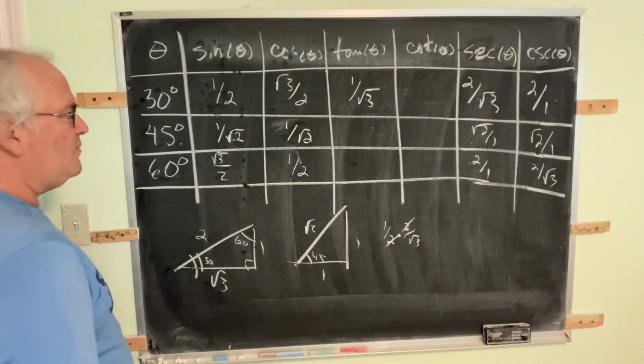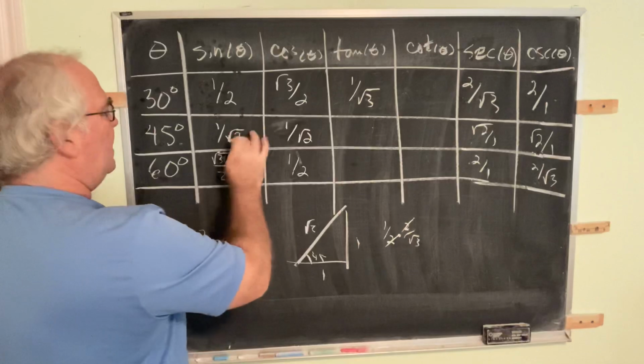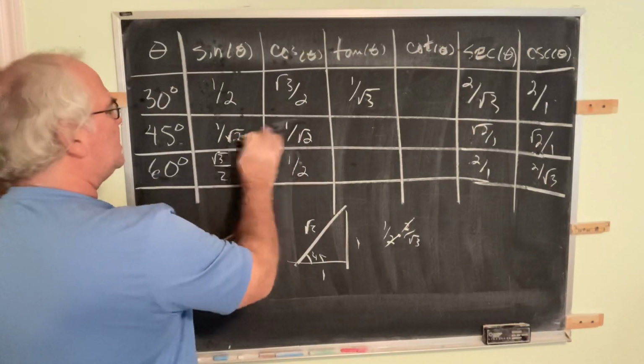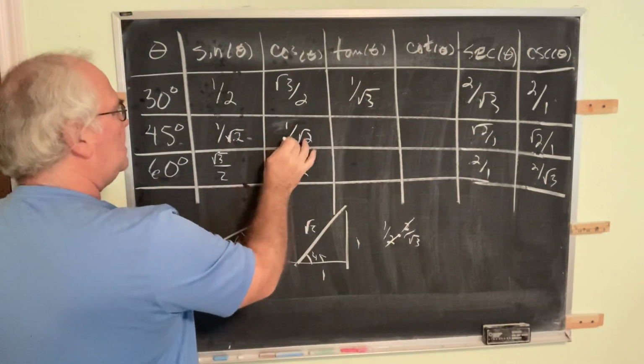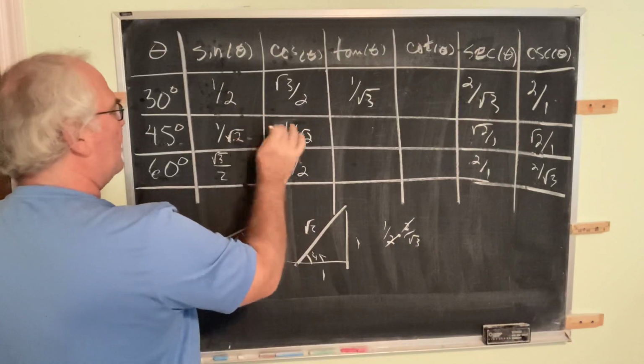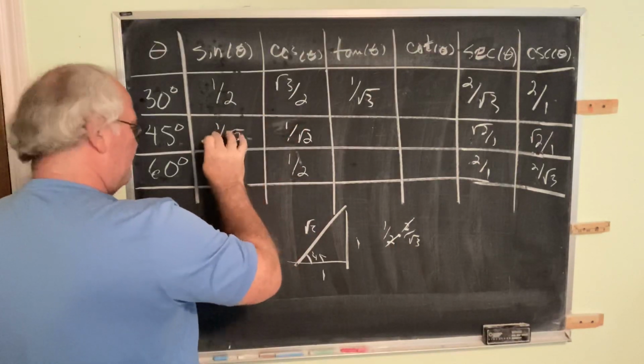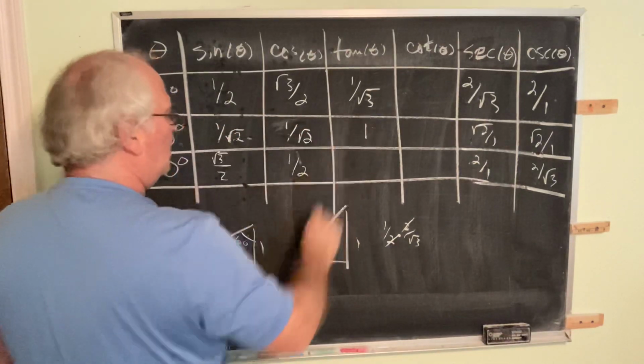All right? What is tangent? Tangent is sine divided by cosine, but look, sine and cosine are the same number. Tangent theta is sine theta divided by cosine theta. A number divided by itself is 1.